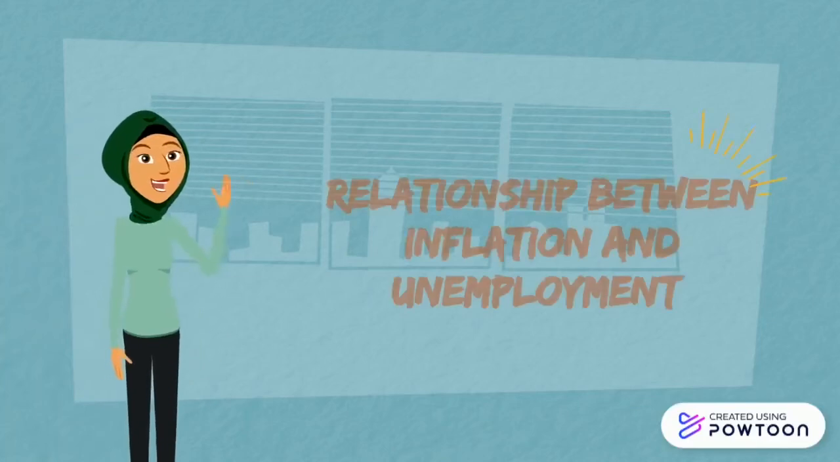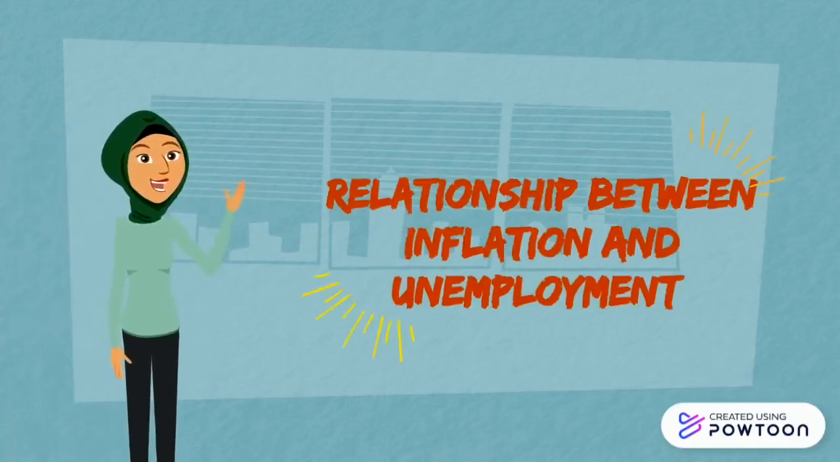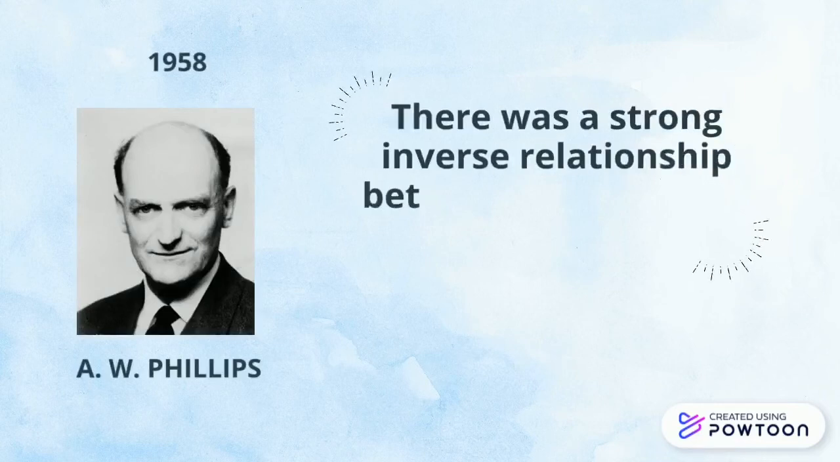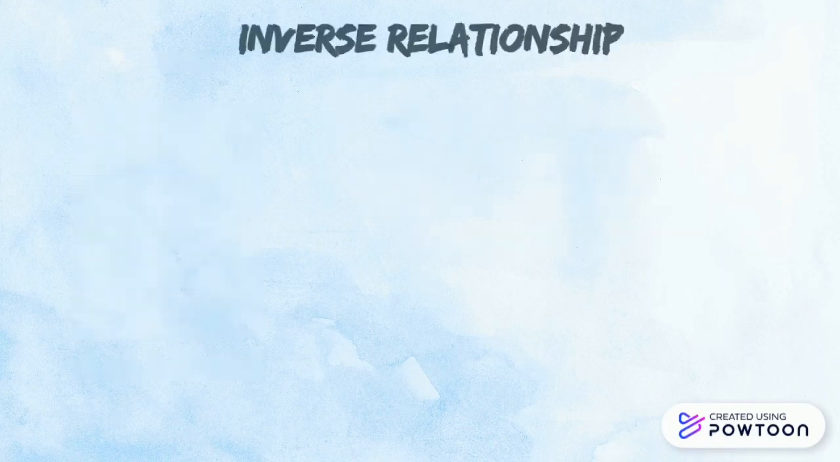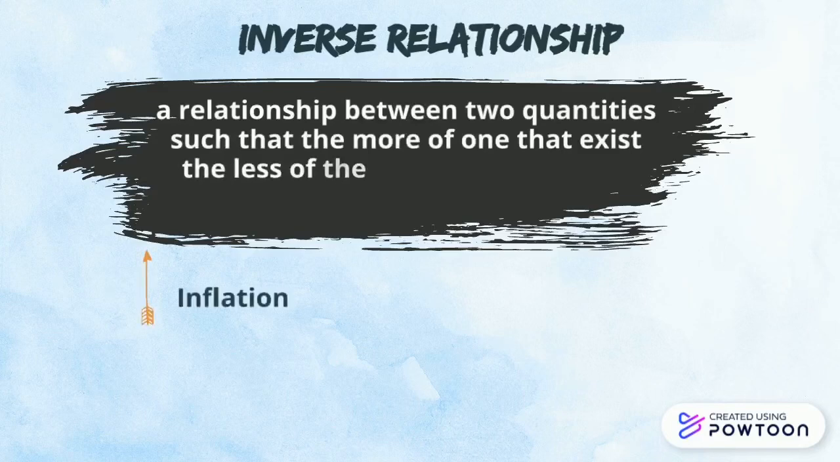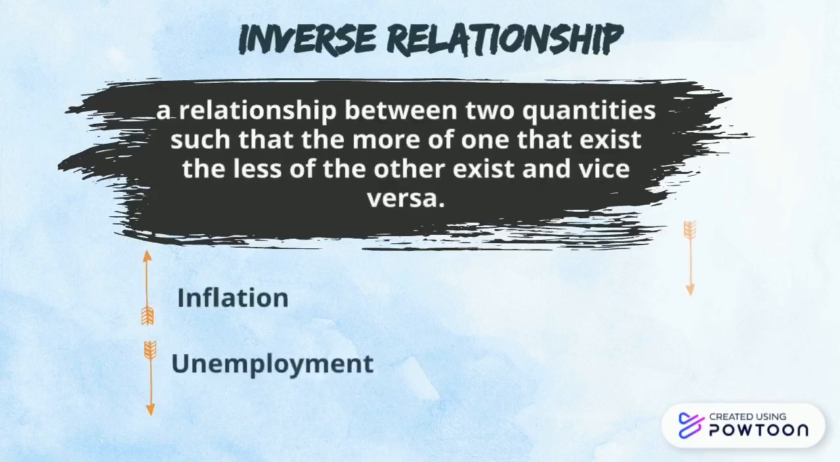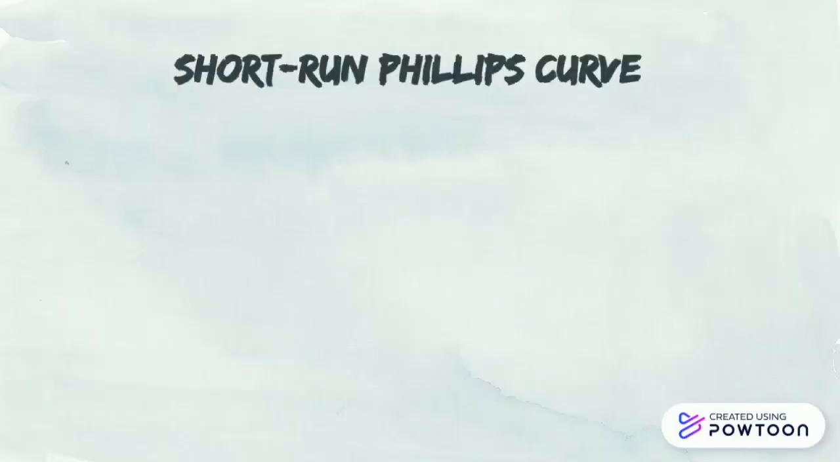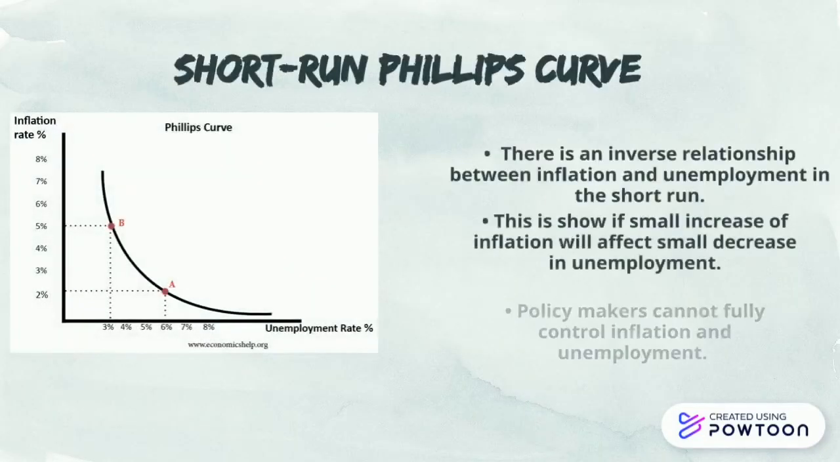Lastly, the relationship between inflation and unemployment. In 1958, A. W. Phillips observed that there was a strong inverse relationship between inflation and unemployment. Inverse relationship means two quantities such that the more of one that exists, the less of the other exists, and vice versa. The graph of inverse relationship is called the Phillips curve. The short-run Phillips curve shows there is an inverse relationship between inflation and unemployment in the short run. Policymakers cannot influence either inflation or unemployment without affecting the other.